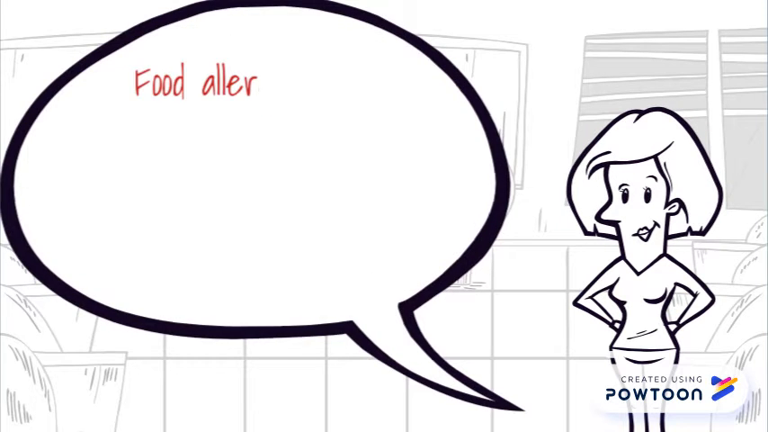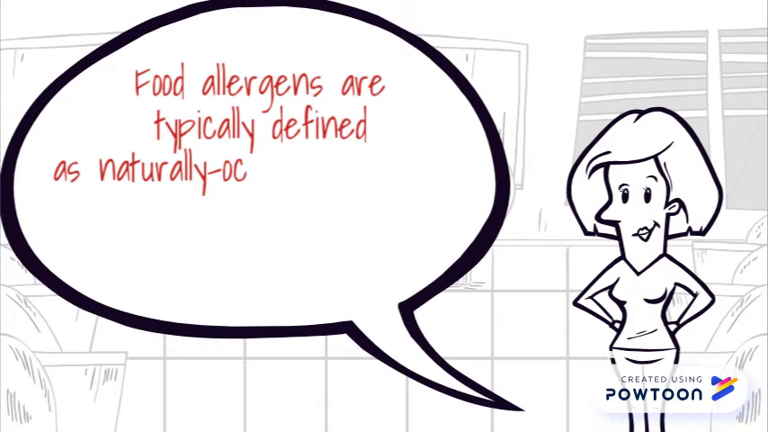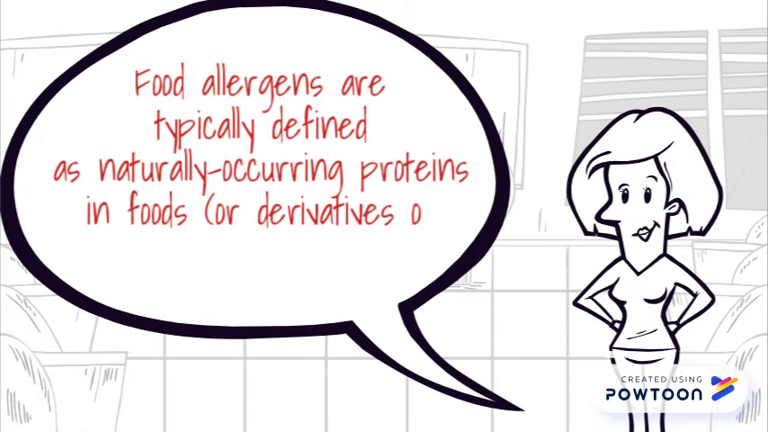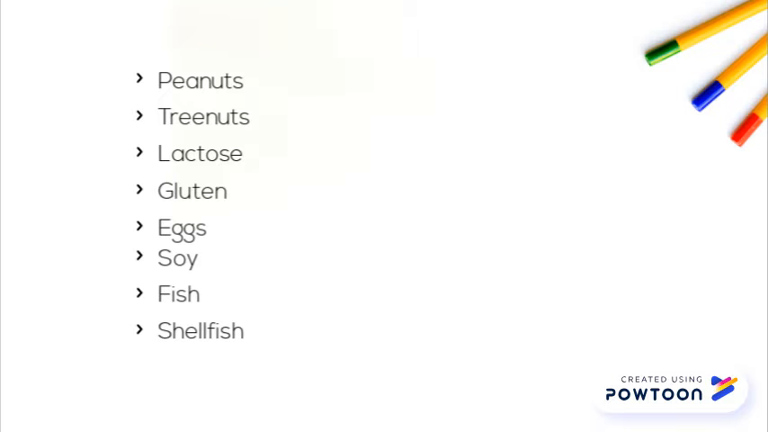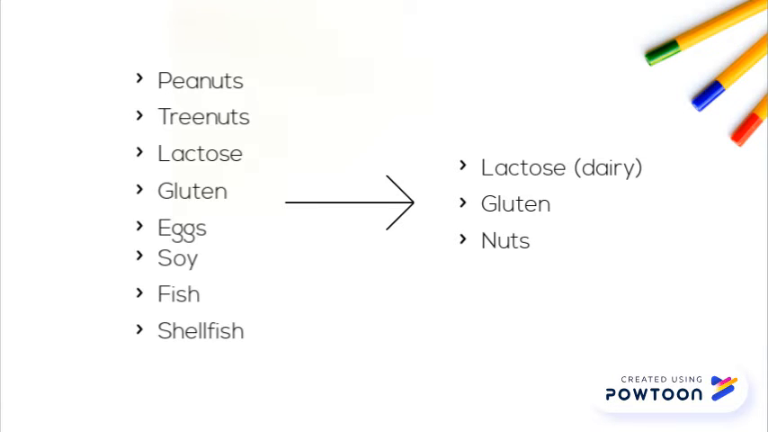Food allergens are typically defined as naturally occurring proteins in food that cause an abnormal immune response. While there are 8 food items that account for 90% of all global food allergies, lactose, gluten, and nut allergies are the most common of these and will now be discussed further.